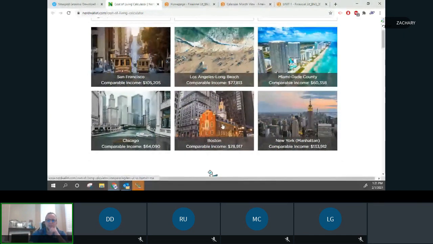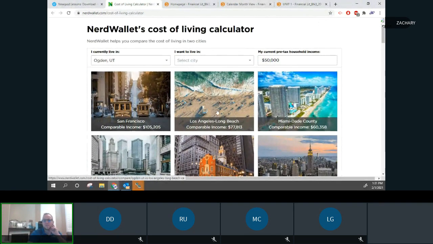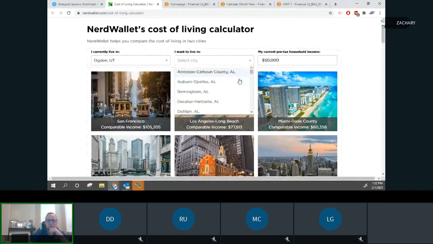Boston, 78,000. So you can see these are more expensive places to live. For example, think of a place that you have thought about moving to, or you'd like to. You can just click here. I want to move to Arizona because I like it in the winter. Let's go with Mesa area.